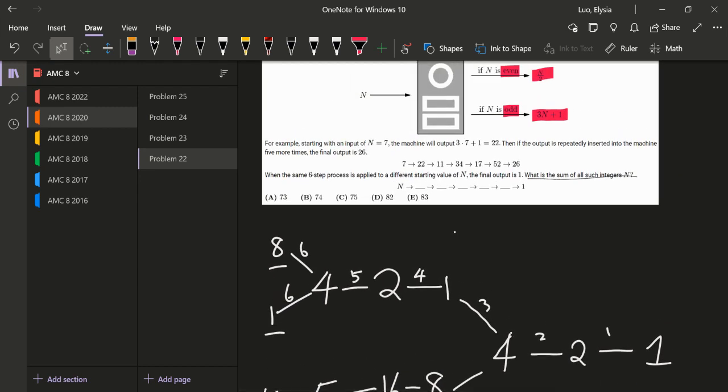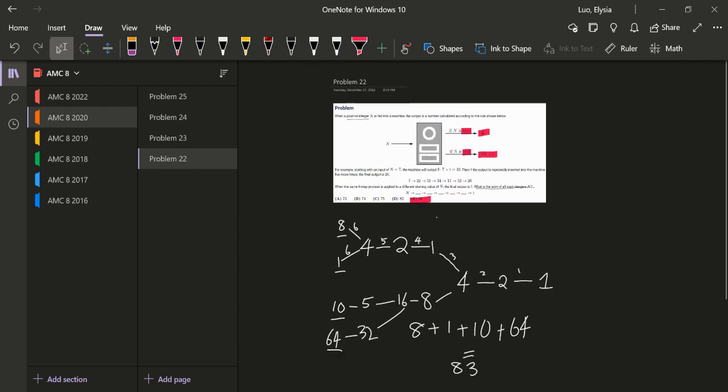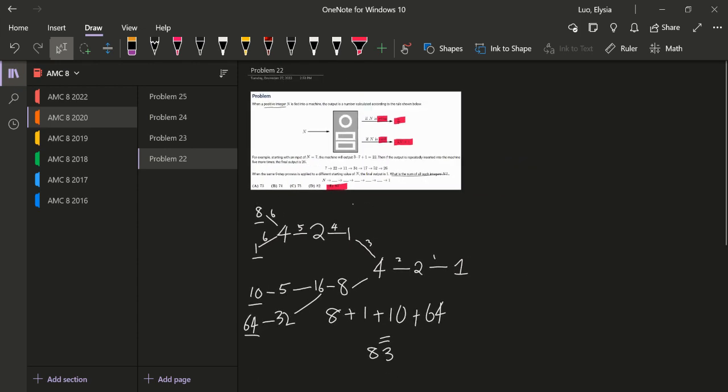Is 83 an option? Yes, it is. It is E. Therefore, the answer to this question is 83. Make sure to understand the thinking process of working from the final output back to the beginning. If you try to work from the beginning to the final output of 1, it might be a lot harder and maybe even impossible. So make sure to check your thinking and think in different ways to get to the answer.